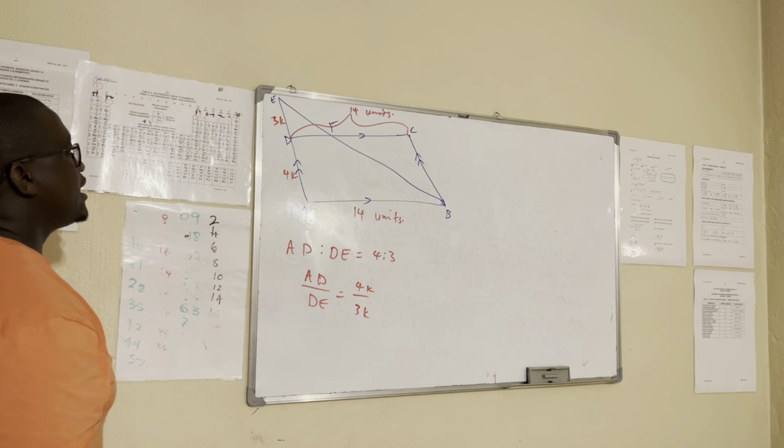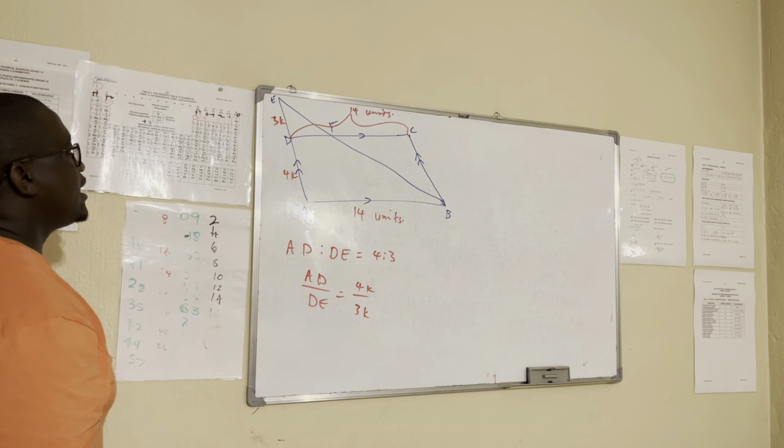Right, the question is calculate. There's one thing I forgot to include: they are saying EB is 21 units. Let's write it down. EB is 21 units. So, guys, listen to the question: calculate the length of FB.